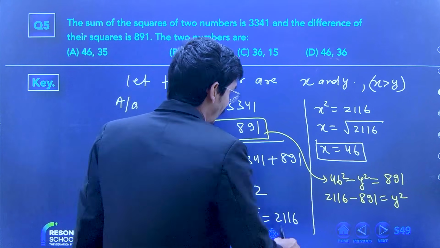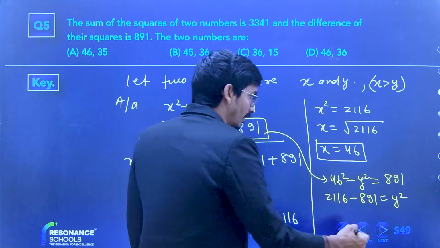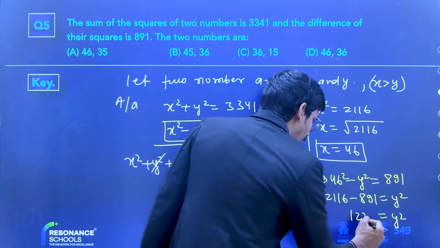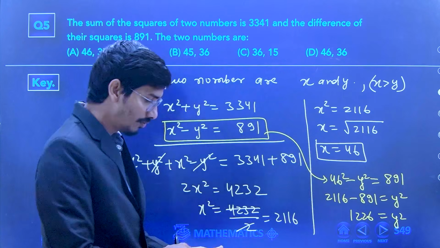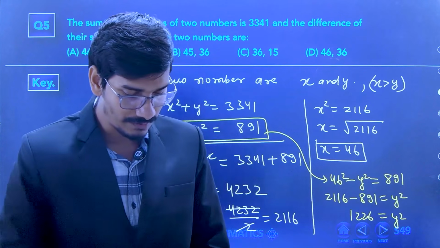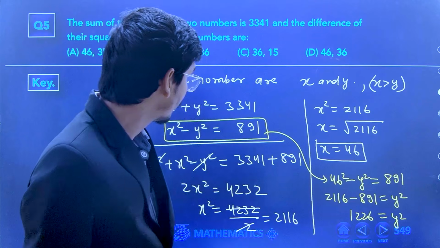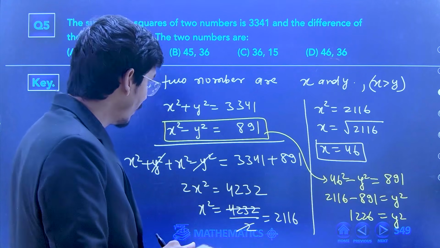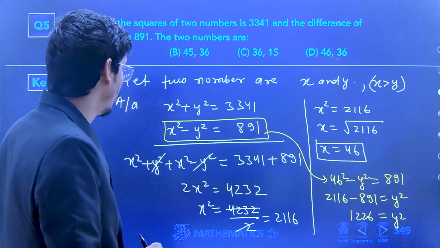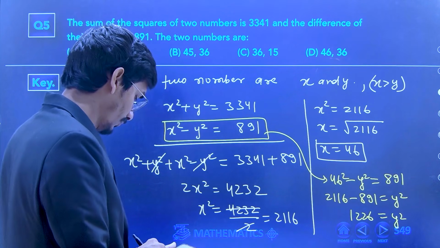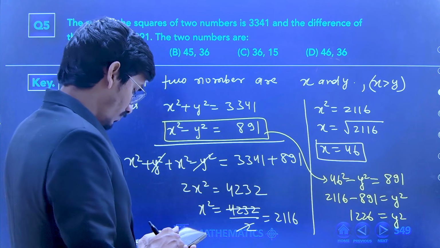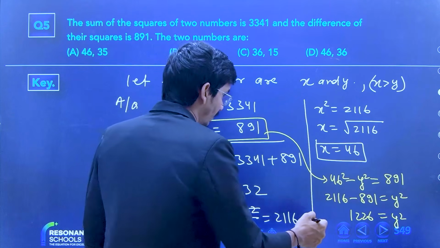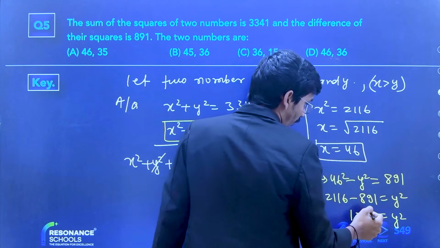Now subtract 2116 minus 891. So that will give what, beta? y square equals 1225. Now tell me, what is the square root of 1225?